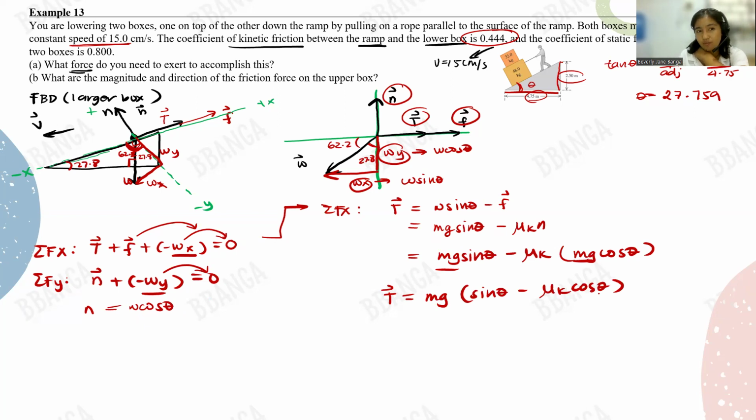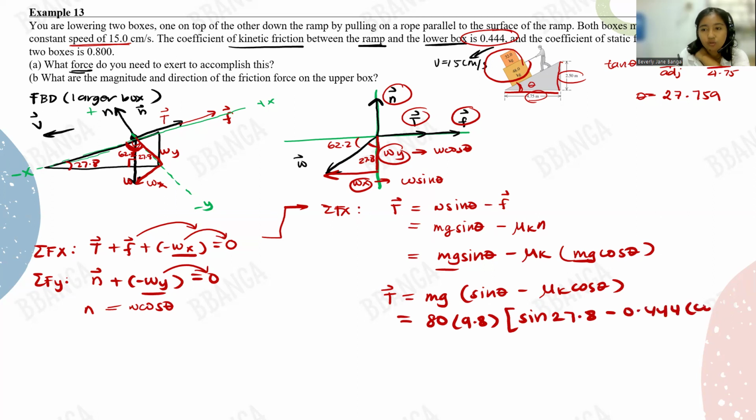Ngayon, anong mass yung gagamitin natin? Yung mass ba ng larger box o ng smaller box? Kailangan natin i-consider yung mass ng buong object. Bakit? Kasi kung as a smaller box, nakapatong kay larger box, nadadamay siya doon sa force. No? So, ang mass na i-consider natin dito is 48 plus 32, that is 80. So, 80 times 9.8 times sine of 27.8 minus 0.444 times cos 27.8. Okay?